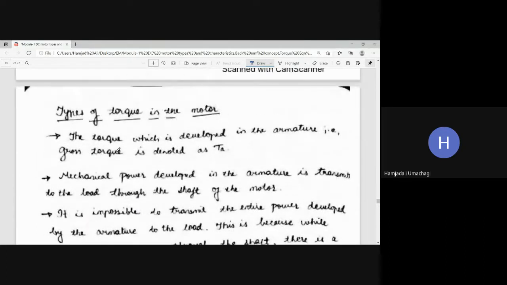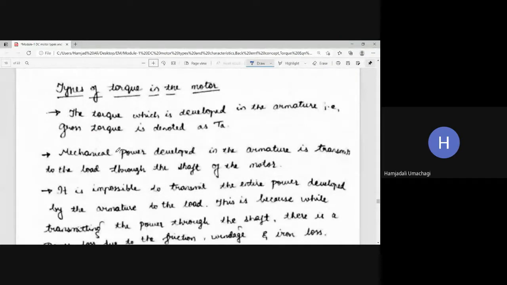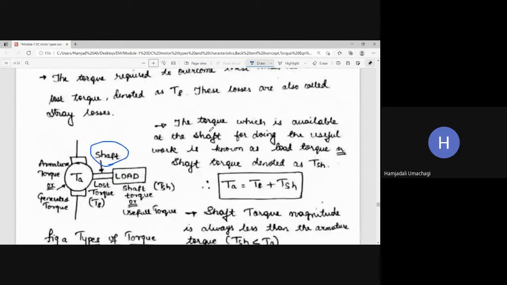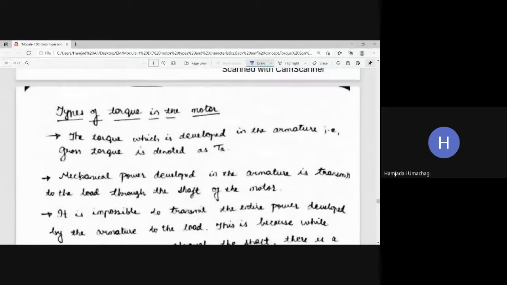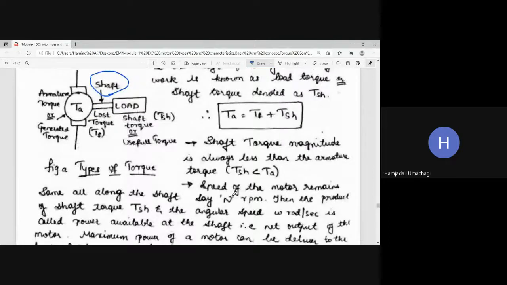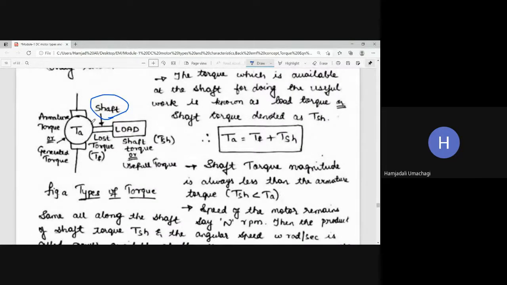Now the next concept here is types of torque in the motor. Sometimes a question will also be asked on this: explain the different types of torque in the DC motor. The torque which is developed in the armature, that is the gross torque, is denoted by Ta. Then the mechanical power developed in the armature is transmitted to the load through the shaft of the motor. So whatever rotational power is generated in the armature, it is driving a certain load via the shaft.